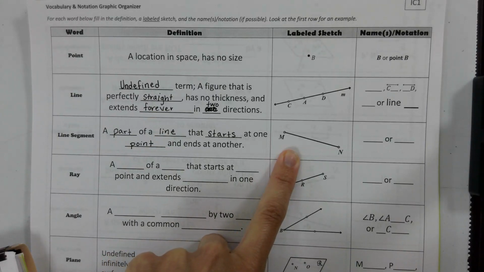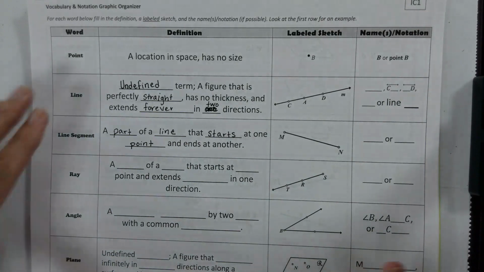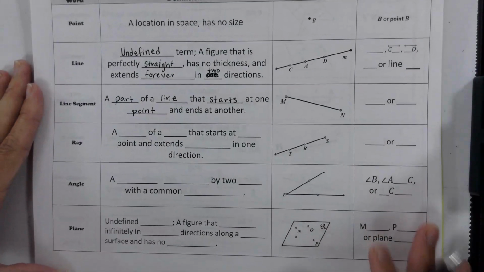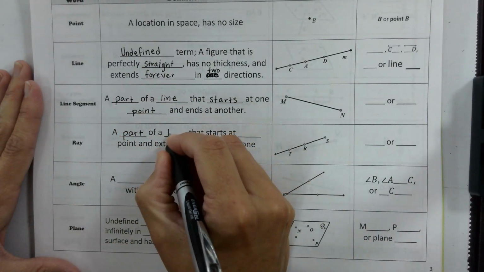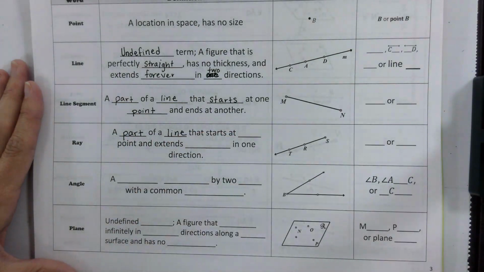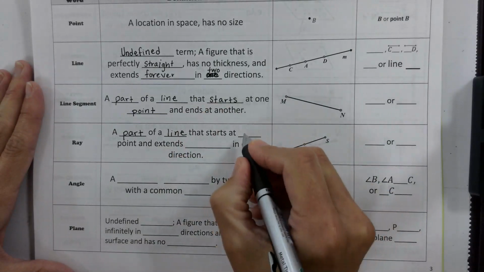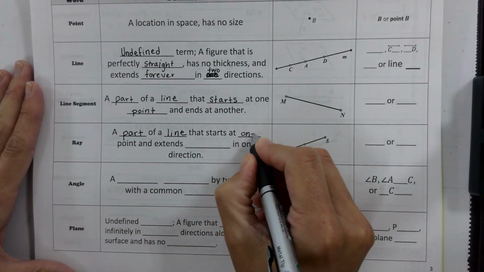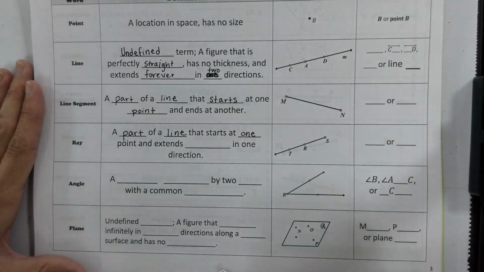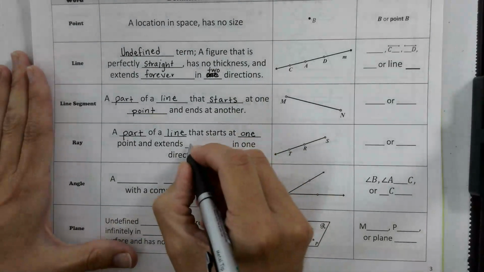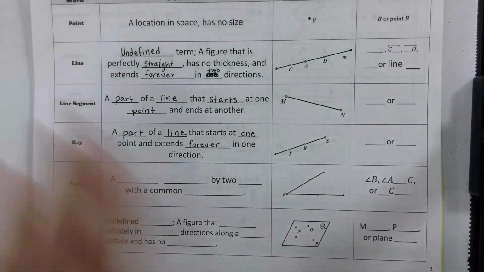The fourth one down is a ray. This is also a part of a line, and then we'll kind of move on from lines. A part of a line that also starts at one point, but this time it's going to extend forever in one direction.